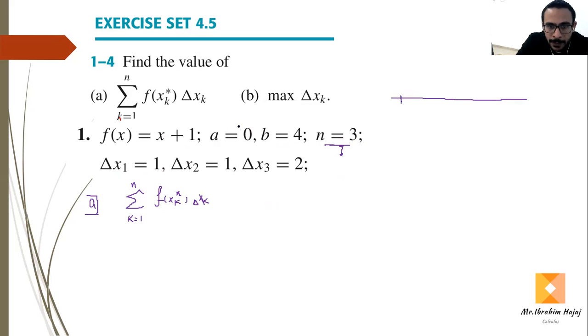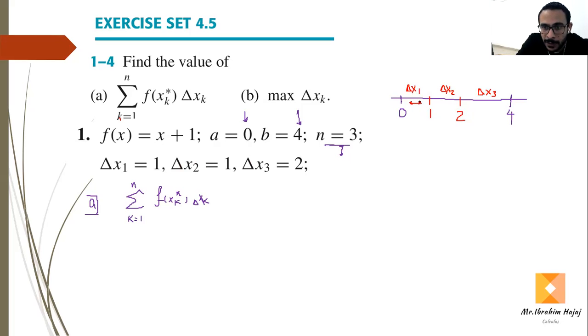We start from 0, bounded between 0 and 4. The middle will be 2. Because delta x1 is 1, I'm going to move to 1, so it will be 0 to 1. Then delta x2 is 1, so to 2. And then from 2 to 4. So here it's delta x3, delta x2 and delta x1.